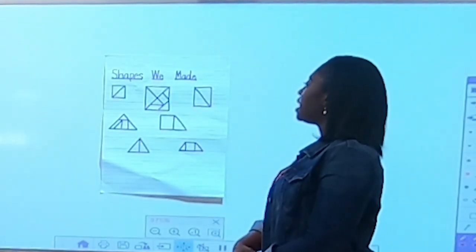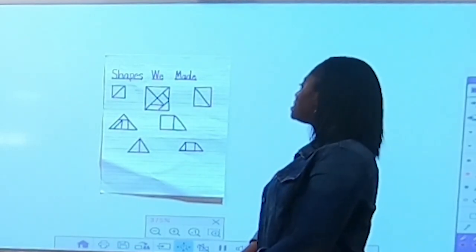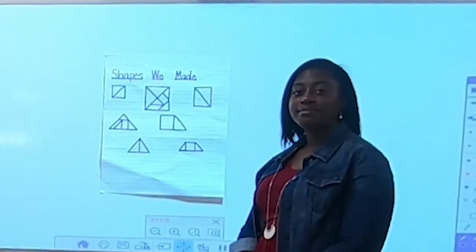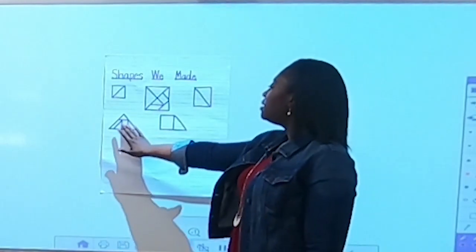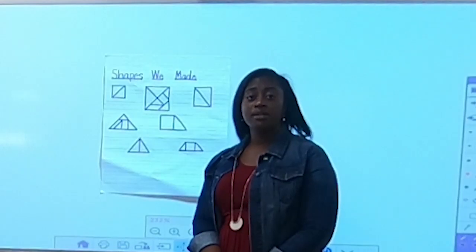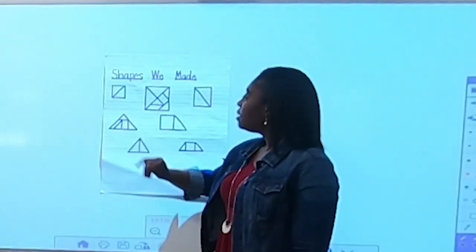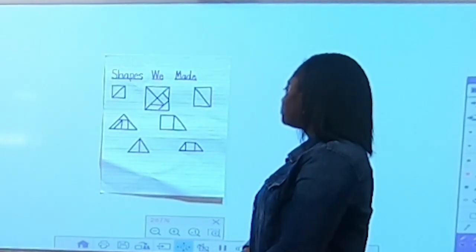Let's look at our next shape. Yes, it does. It does have equal parts, and its parts are made with what shape? Good job. It's made with a triangle. Our next shape is a triangle. Does it have equal parts? No, it does not. This shape is made up of triangles, rhombus, and a square.